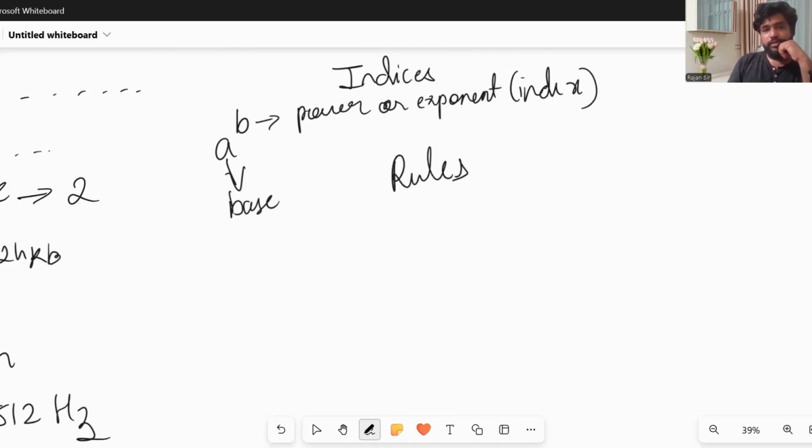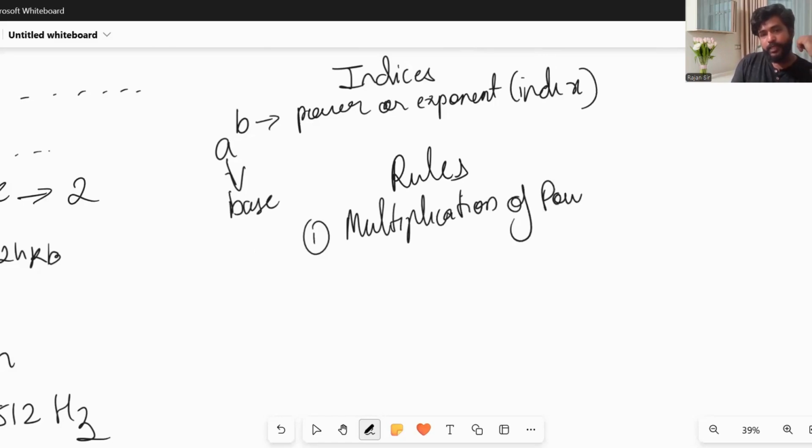Generally we have the rules. First, we call it the multiplication rule, multiplication of powers. We have a raised to m into a raised to n is equal to a raised to m plus n. That is, when the bases are the same, we add the powers.